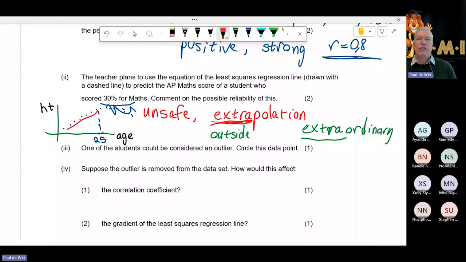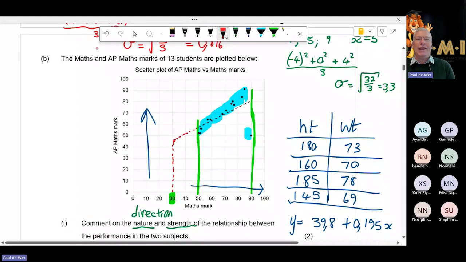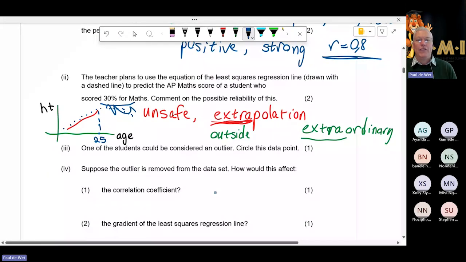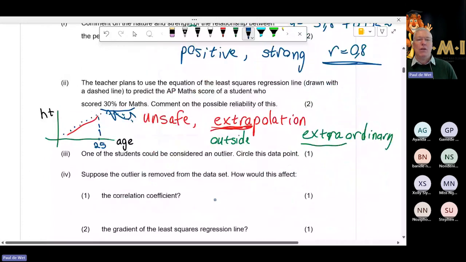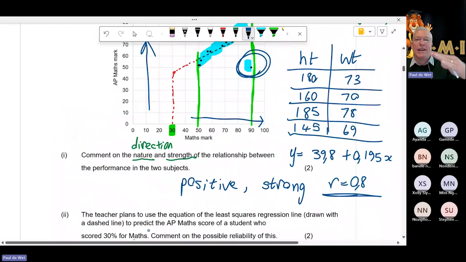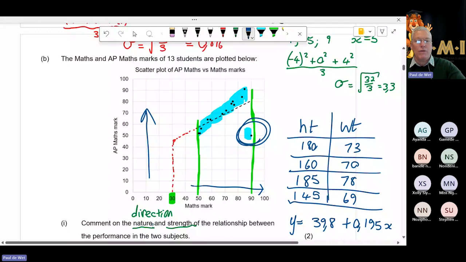Where's there an outlier here? Anybody see an outlier? It's hard for you to tell me which one it is, but guys, it's this point over here. That's an outlier. It doesn't really fit very well with the rest of the data. Now it says, what would happen to the correlation coefficient if we removed that outlier? And also what would happen to the gradient of the line if we removed that outlier?